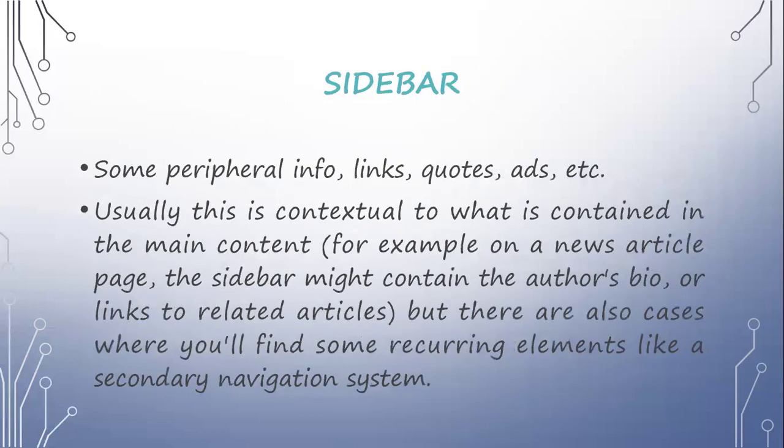The other part is the sidebar: some peripheral info, links, quotes, ads, etc. So this is the other component that can be found within your web page, the sidebar, which contains some peripheral info, links, quotes, ads, etc. Usually, this is contextual to what is contained in the main content. For example, on a news article page, the sidebar might contain the author's bio or links to related articles, but there are also cases where you will find some recurring elements like the secondary navigation system.